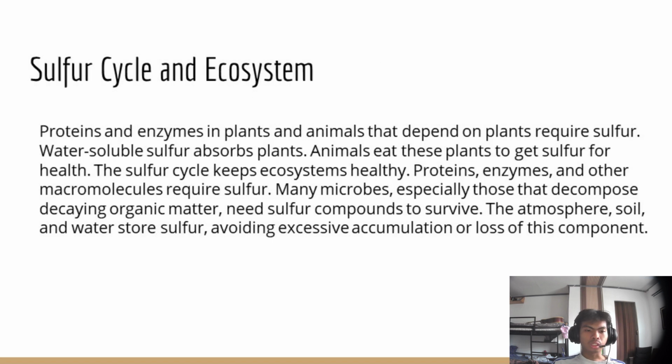Next is the sulfur cycle and its ecological reservoir. Sulfur is important for the functioning of proteins and enzymes in plants and in animals that depend upon plants for sulfur. Plants absorb sulfur when it is dissolved in water. Animals consume these plants so that they take up enough sulfur to maintain their health. The sulfur cycle contributes to the maintenance of ecosystem health and functioning.